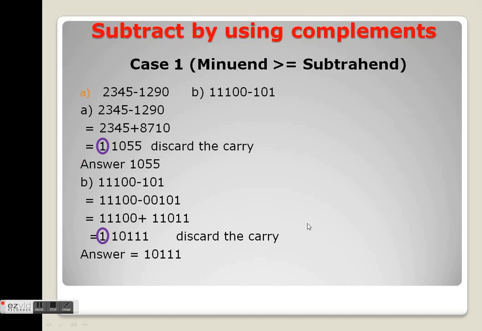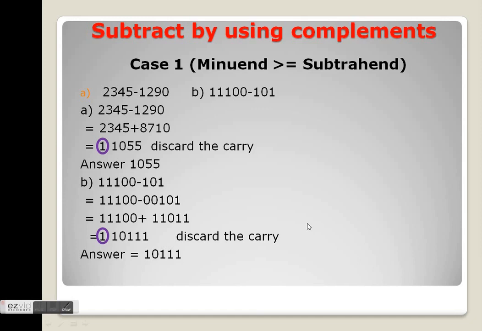Firstly, we'll take two examples, and in this case we will take case 1 where the value of minuend is greater than or equal to the subtrahend. So you can see that in both the cases, in both question number A and B, the value of the minuend is greater than the subtrahend. Okay. Students, in the example number A, we have taken decimal numbers, and in this case the base value is 10. So in this case we will find the tens complement of the subtrahend and we will add that into the minuend.